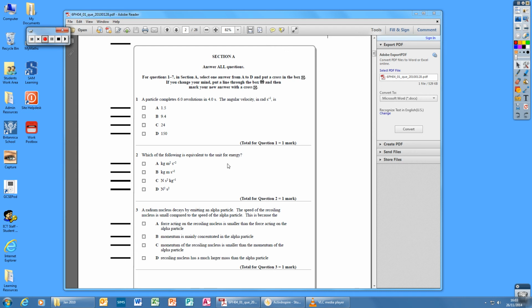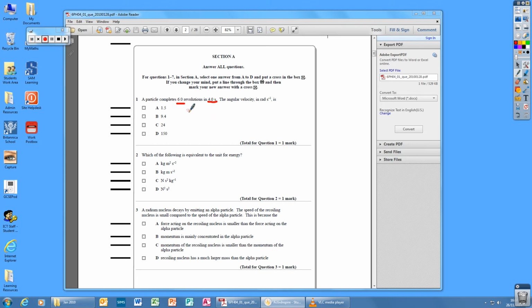Okay, we're going to do January 2010 Ph04 questions 1 to 3, the first 3 multiple choice questions. Right, so on this first one, a particle completes 6 revolutions in 4 seconds, and the angular velocity in radians per second is.